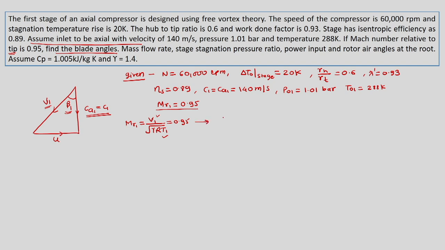So let us find out T1. We know total temperature is given. It is equal to T1 plus C1 square divided by 2 Cp. So T1 plus C1 square, 140 square divided by 2 into 1005, is equal to 288 Kelvin. So this gives us T1 is equal to 278.24 Kelvin.